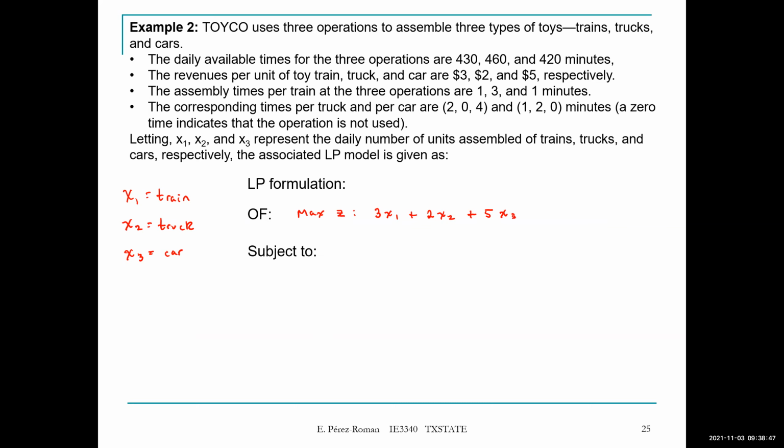And we're going to have three constraints. Each constraint will be associated with an operation, which has a specific capacity. And those capacities are in terms of minutes, which are listed here in the first bullet. So for operation one, we look at the requirements per product. So it's 1, 2, and 1. So the first constraint is X1 plus 2X2 plus X3 less than or equal to that capacity for operation one.